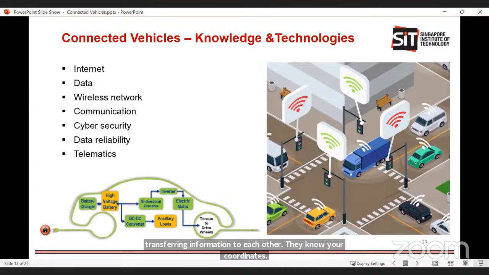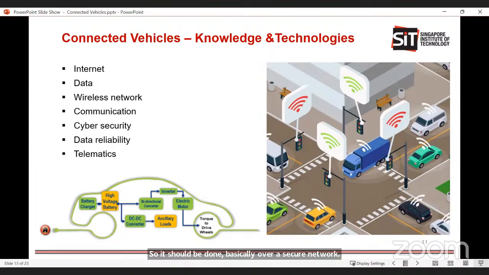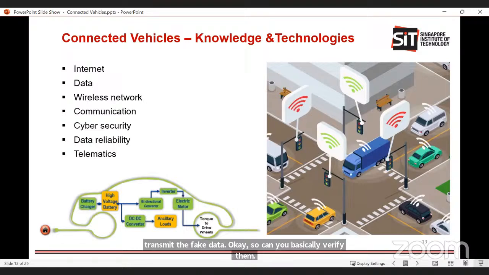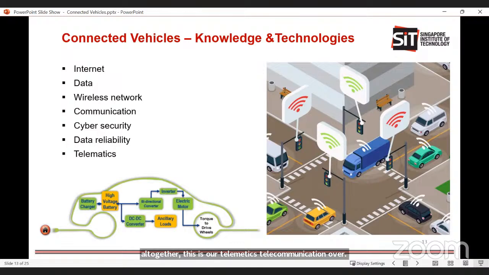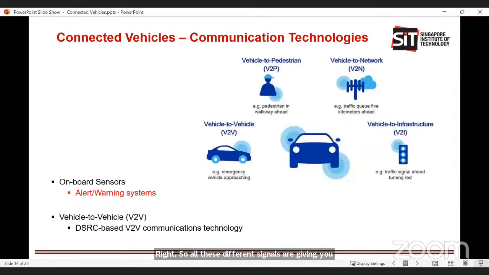So it should be done over a secure network. It has cyber security issues, so that nobody can attack your network. Then data reliability, so that nobody transmits fake data. Can you verify them? Altogether, this is called telematics, telecommunication over informatics. All these traffic signals are giving you data, and accordingly you can figure out which route to take to avoid the congestion.